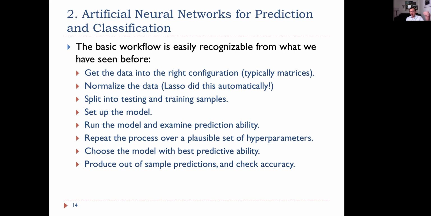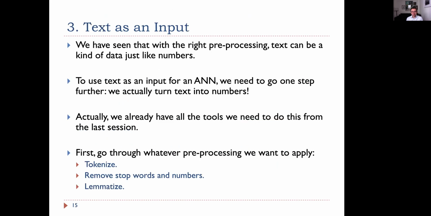Then it starts to get familiar. We do this testing, training split. We set up the model. We run the model. We look at how well it predicts. We repeat the process over a set of plausible hyperparameters. So this is the grid search that we're talking about. We choose the model with the best predictive ability. Then we produce out of sample predictions and check the accuracy of our preferred model. So that's a really quick introduction to neural networks.